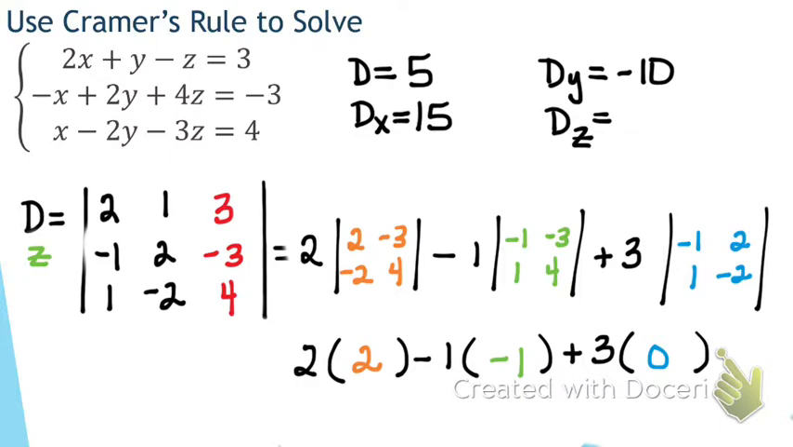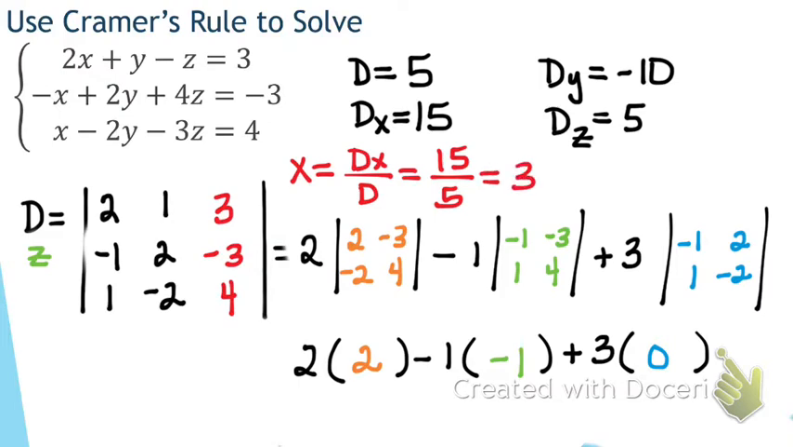So let's finish it out. Just like with the 2 by 2, we're just going to divide. Everything is divided by D. That's why this one is the most important, because we're going to use this one to find my 3 solutions. So X is going to equal D sub X divided by D, which is 15 divided by 5. 15 divided by 5 is 3.